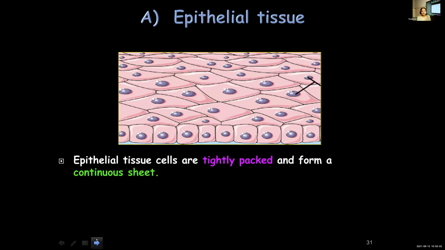And another feature of epithelial tissue is that... Can you show the last?